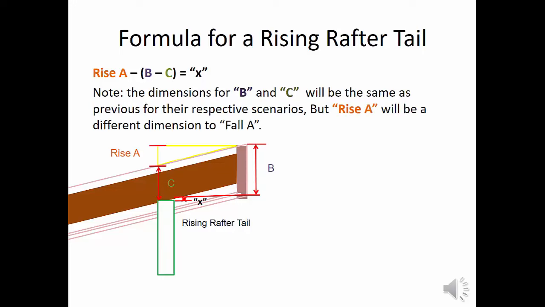And what you'll also notice about this formula is that for B and C, they will be exactly the same as your calculations for the rafter tails that fall from the frame. So once you've determined that for the rafter tails that fall from the frame, you'll use those exact same dimensions for this calculation as well. Rise A will be different, and obviously there'll be a subtraction after that, but B and C will be exactly the same as the previous calculation for a rafter tail that falls from the frame.